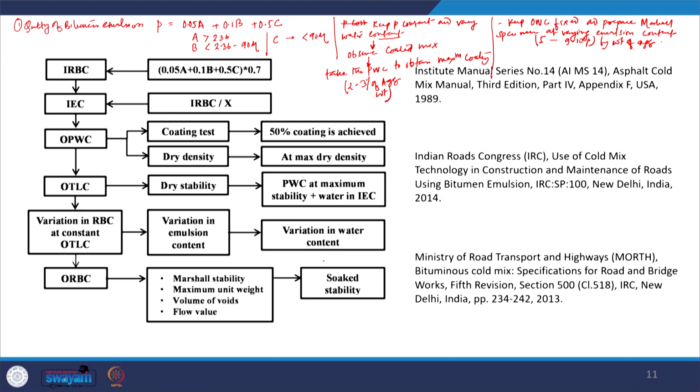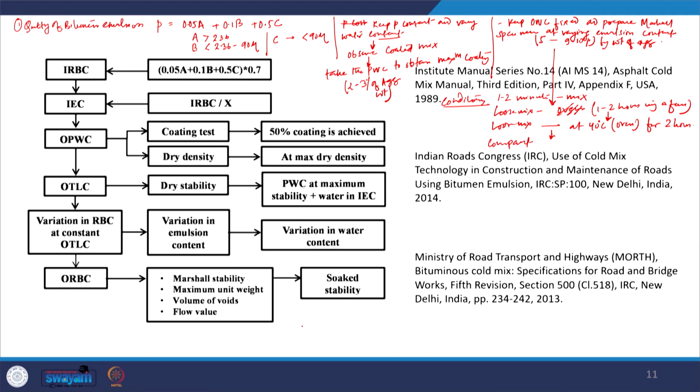All right. The conditioning process includes, once you prepare the mixture, you have to do conditioning. So, conditioning will be done for loose mixture. 1 to 2 minutes will be taken to mix it. Then you condition the loose mixture in air 1 to 2 hours using a fan. Then you keep the sample, again loose mix, at 40 degrees Celsius in an oven for 2 hours. Then you compact the specimen using 50 blows of Marshall.